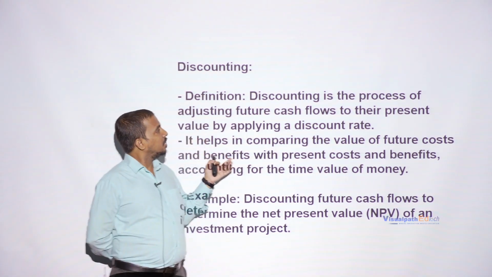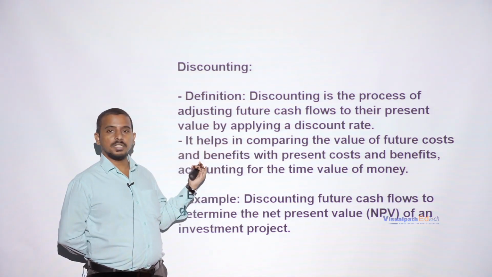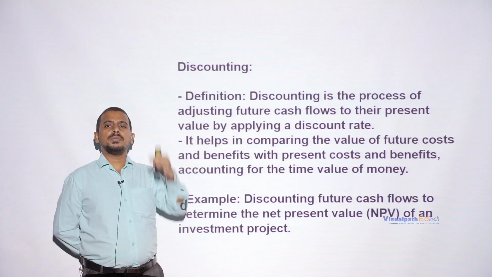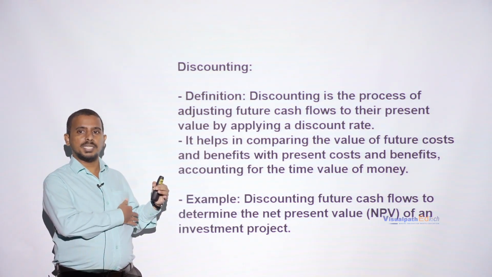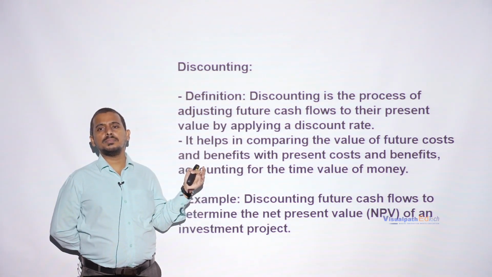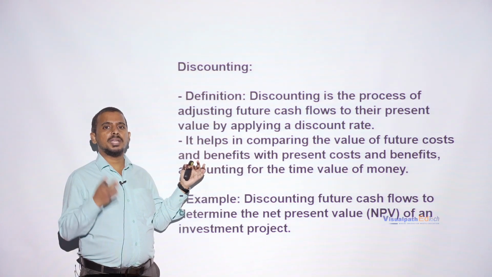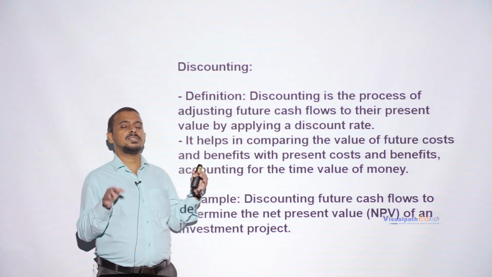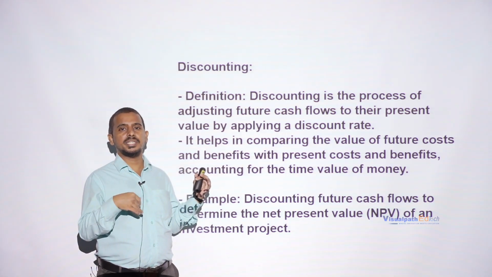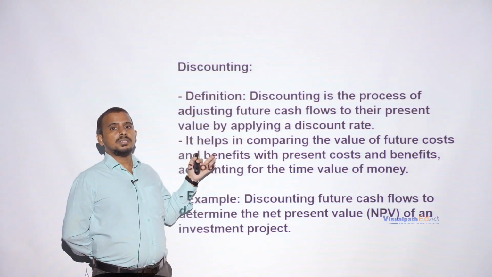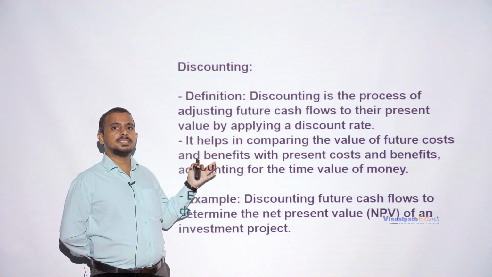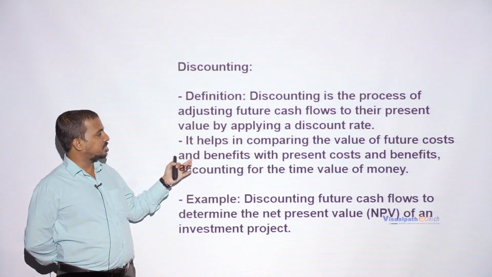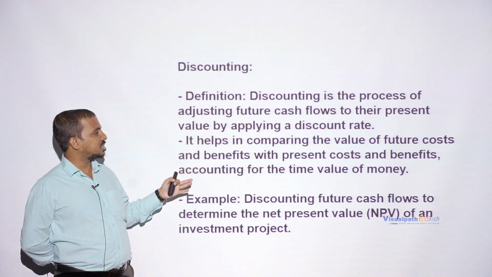So discounting is the process of adjusting future cash value to the present value of the money. The future value of the money is less than the present value of the money. Suppose 1000 rupees in the future will not be as valuable as today. With 10,000 rupees today you are able to buy a refrigerator worth 10,000 rupees, but with the same 10,000 rupees you will not be able to buy the refrigerator in the coming future, because of the discounting technique, because the future value of the money has less value than the present value. So in this example we can see it helps in comparing the value of future cost and benefits with present cost and benefits, accounting for the time value of the money.